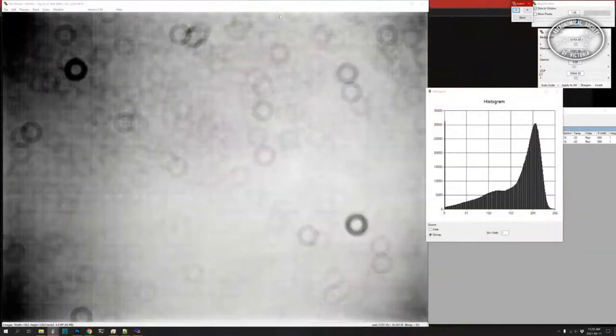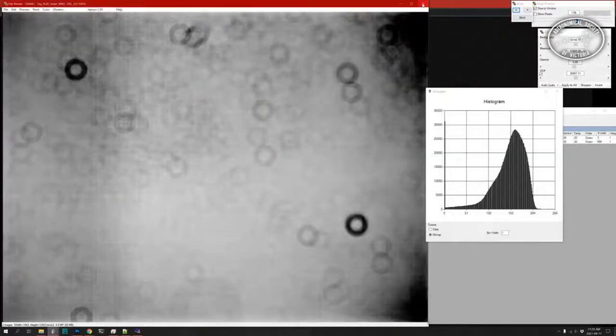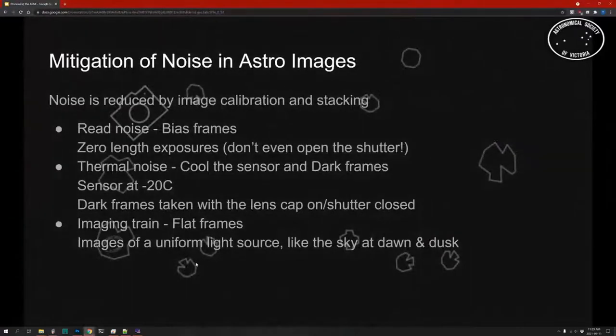Okay, so that's flat frames. And I use them to mitigate vignetting and dust and spider webs on the optical surfaces. Next form of noise is shot noise. And this is the random arrival of photons from the target.